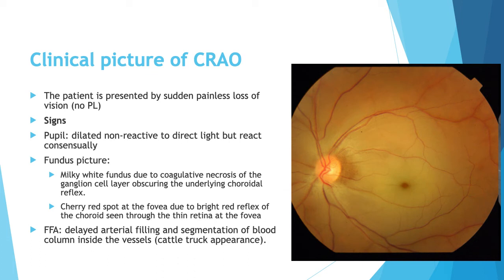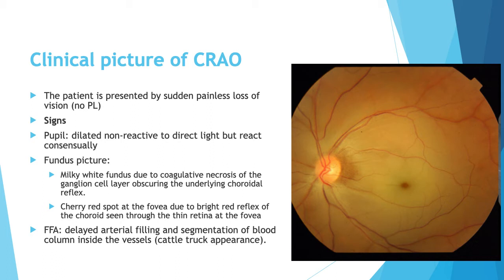What are the signs and symptoms? Symptoms, as we said, the patient presents with sudden painless loss of vision, no perception of light. What are the signs? We look at the patient and examine the pupil. The pupil is dilated and non-reactive to direct light, but if you shine the light on the other eye, we get a consensual reaction because of the decussating nerve fibers in the chiasm.